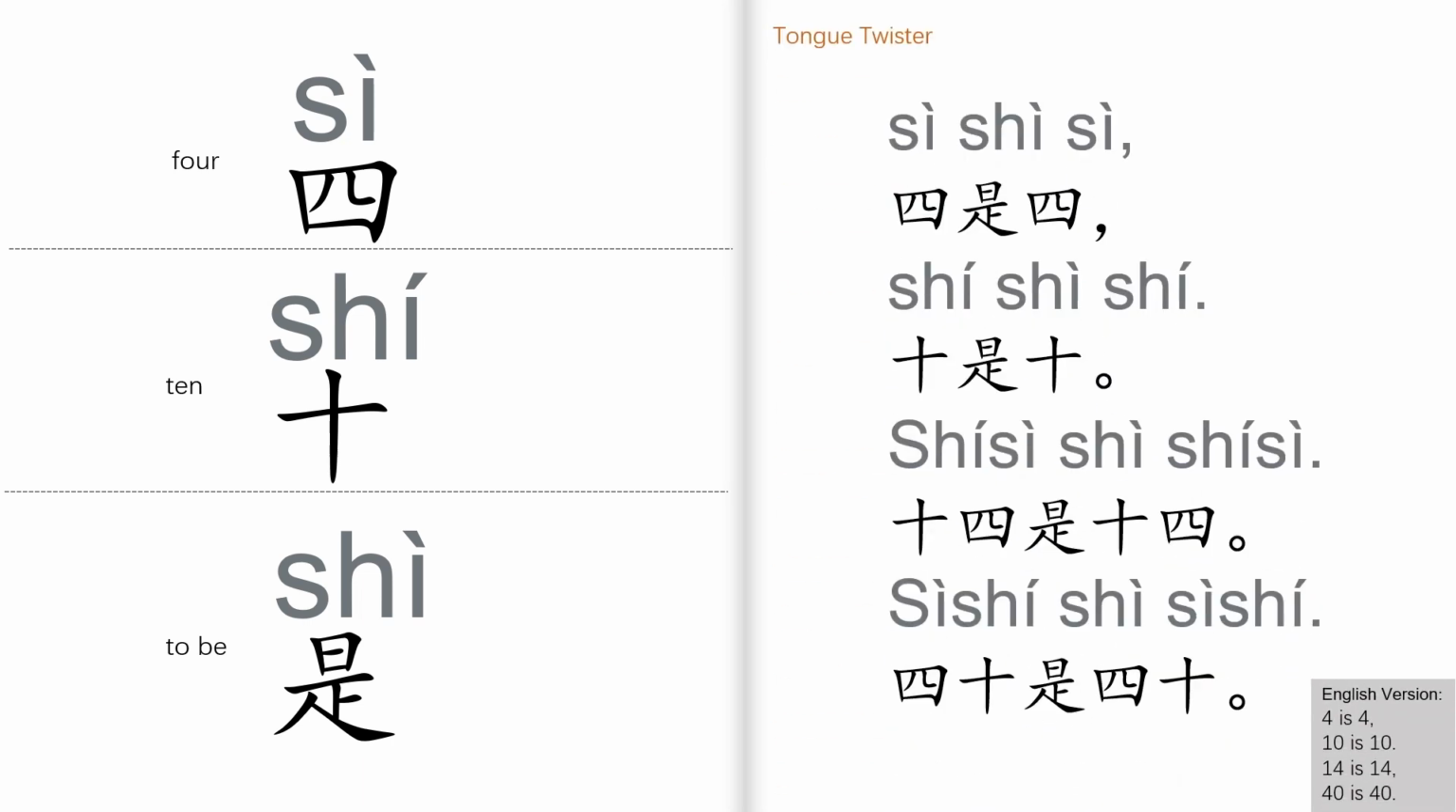Here's a simple tongue twister for you. Are you ready to take the challenge? I'll read it slowly first. 四，是，四。十，是，十。14，是，14。40，是，40。Now I will read it faster. 4是4，10是10，14是14，40是40。Your turn.